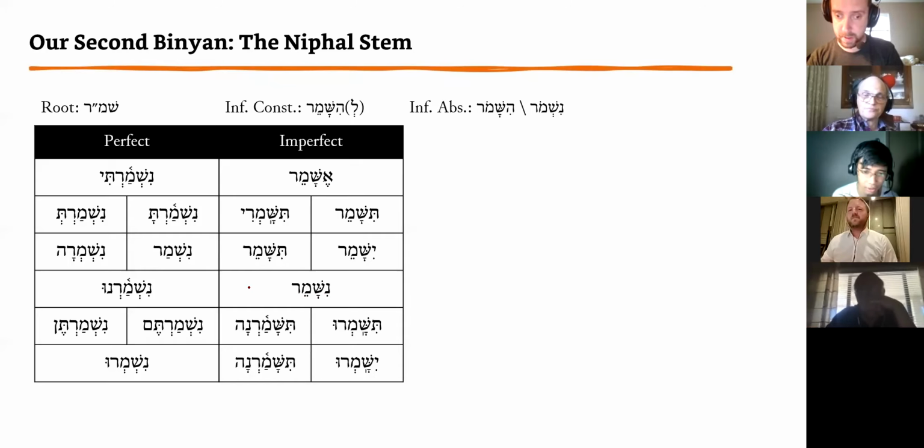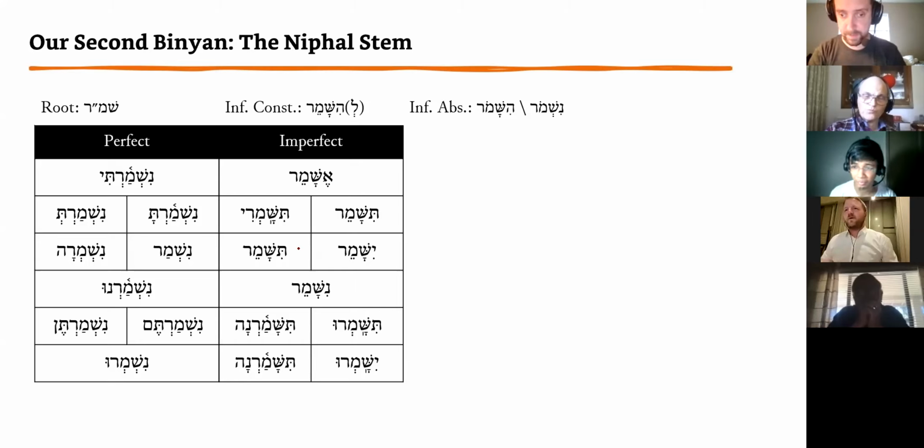Okay. And then tishameru, you, plural, masculine, you will be guarded. And then tishamarna, you will be guarded, feminine, plural. Yishameru, they will be guarded, masculine. Tishamarna, they will be guarded, feminine.